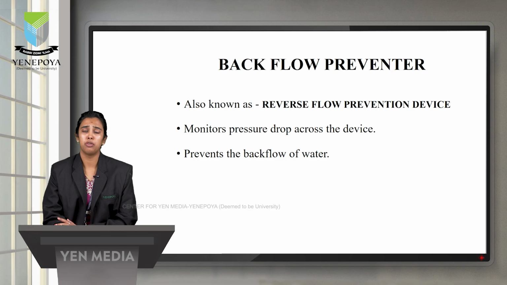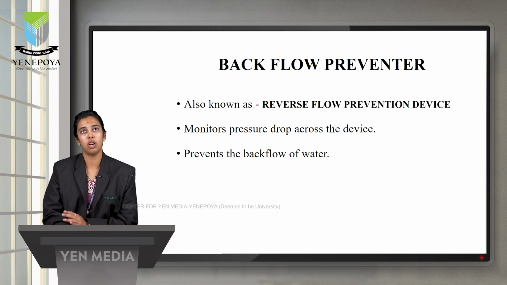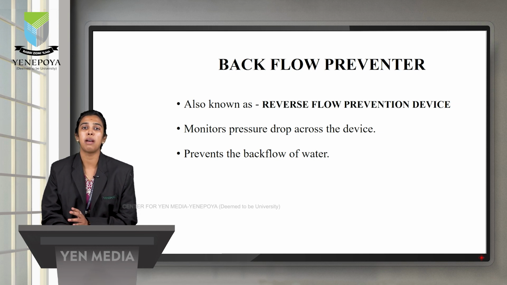Next, moving on to the backflow preventer. This comes before the pre-treatment of the water. There are pre-treatment and after-treatment stages. Before pre-treatment there are certain devices which maintain the exact pH, flow and pressure of the water. Among them one is the backflow preventer. It is also known as a reverse flow prevention device. It monitors the pressure, any pressure drops across the device, and it prevents the backflow of water. That is the use of the backflow preventer.